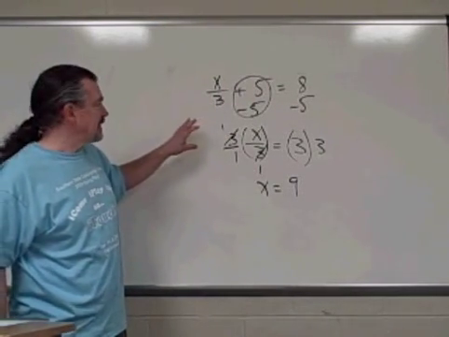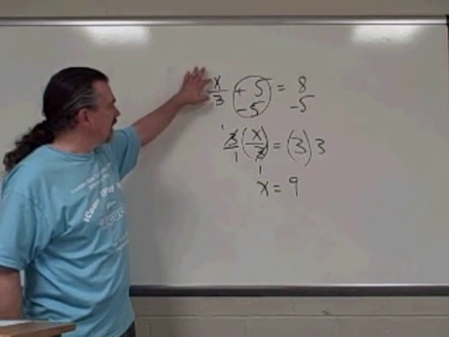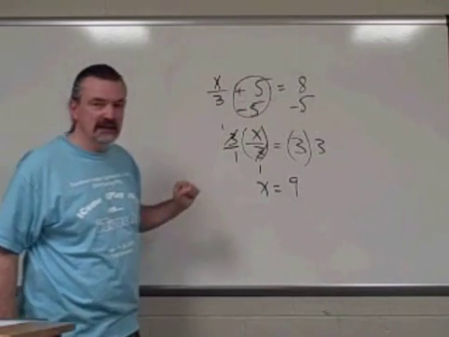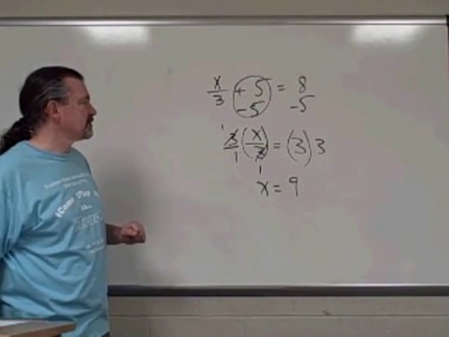And we can verify that that's correct. If x was 9, 9 divided by 3 would be 3, and 3 plus 5 indeed is 8. So we have the correct solution.